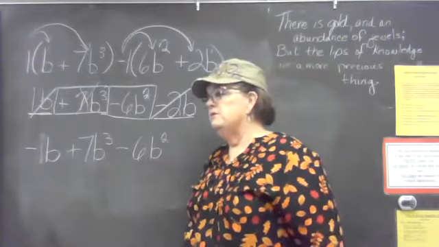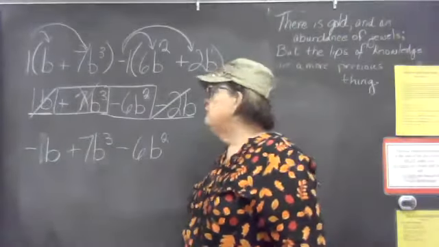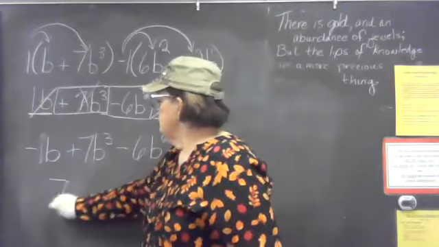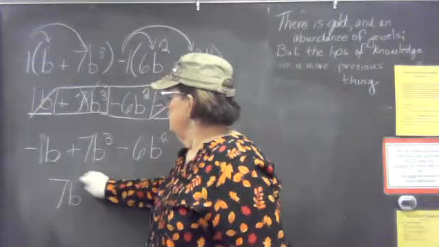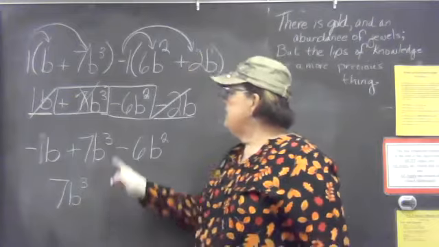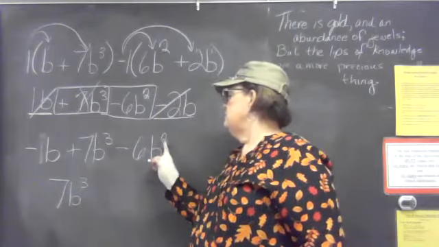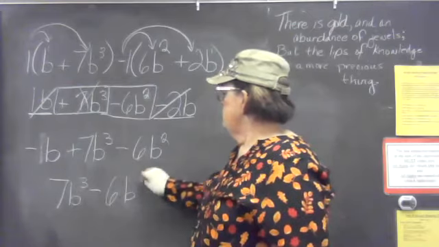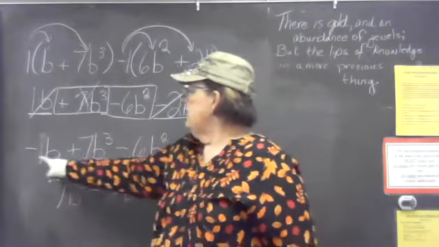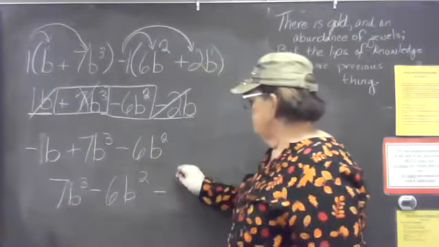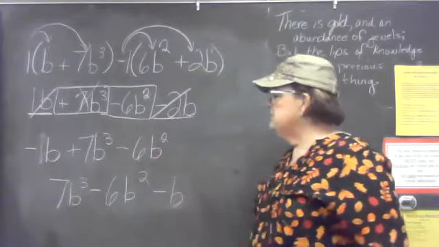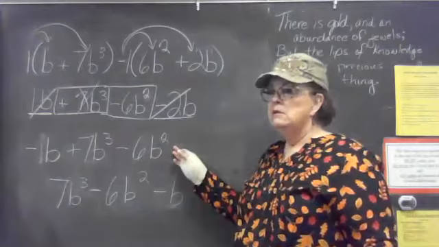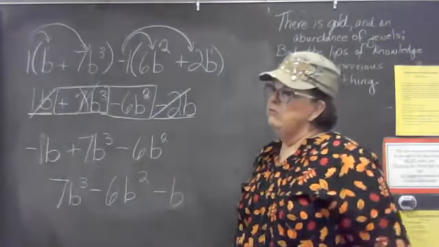Of course, when you write this in standard form, you're going to look for the largest exponent first, 7b cubed. Then the next largest, which would be here, minus 6b squared. And then our last one, minus b, would be in standard form. Understand that this is the correct answer. It's fine, but we put everything in standard form.